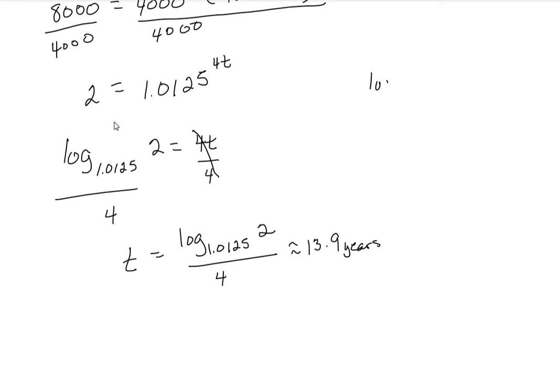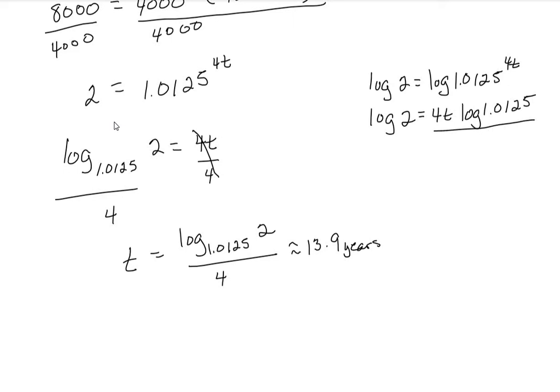Now, the traditional way to do this problem is to take the log of both sides. So I would have the log of 2 equals the log of 1.0125 to the 4t power. Then I would move that 4t up in front of this logarithm. So I have 4t times the log of 1.0125. Then I can divide both sides of the equation by 4 log of 1.0125.